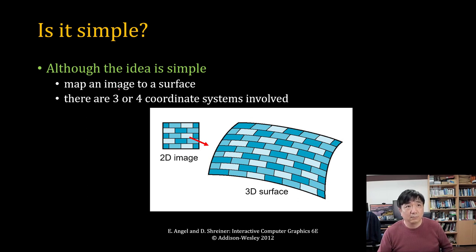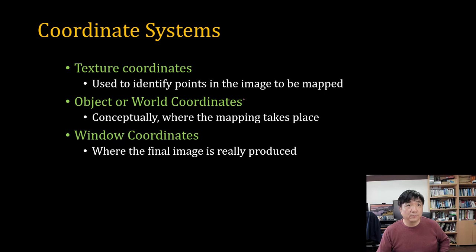Okay, but the idea is very simple: map an image onto the surface. But you know that there is X, Y, Z, the vertex coordinate, and the UV coordinate. So some coordinate systems must be involved, and it is not easy. So first, we need to think about coordinate systems. The first thing is the texture coordinate. The texture coordinate is transformed into the pixel coordinate of the image.